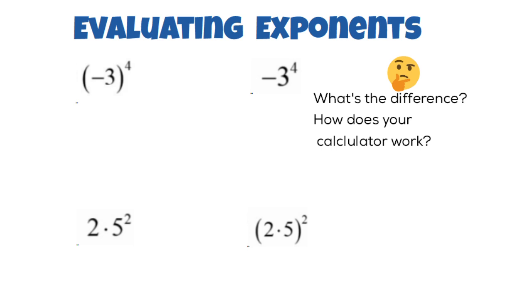So that's going to be a -3 times a -3, 4 times. All right, so 3 times 3 is 9, times another 3 is 27, times another 3 is 81. And since you have 4 negatives there, it's going to be a positive 81.